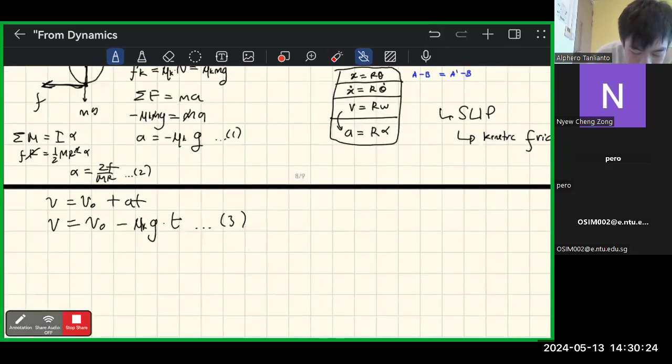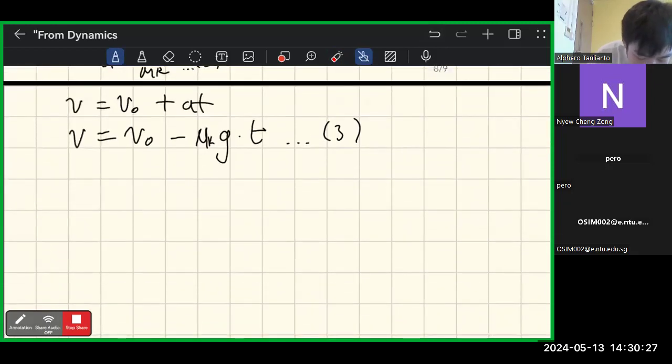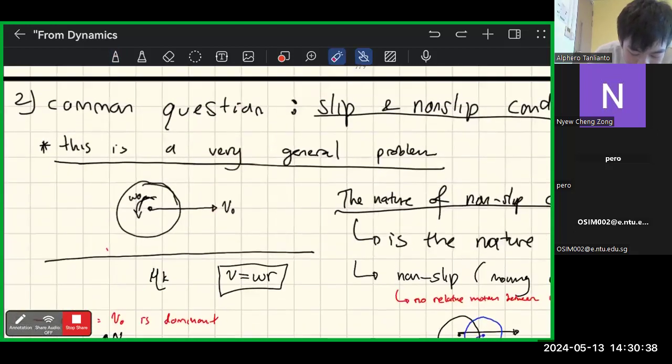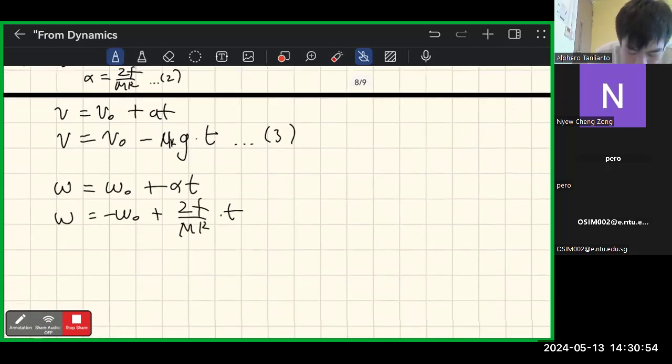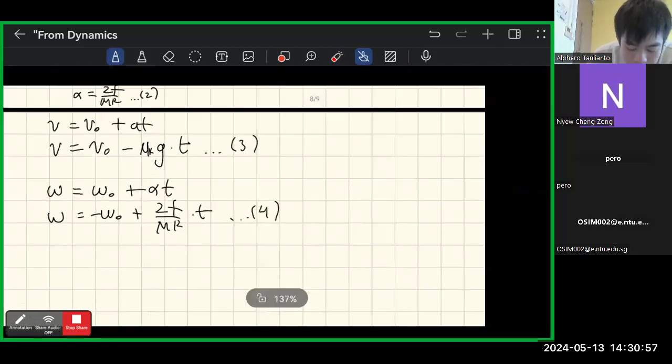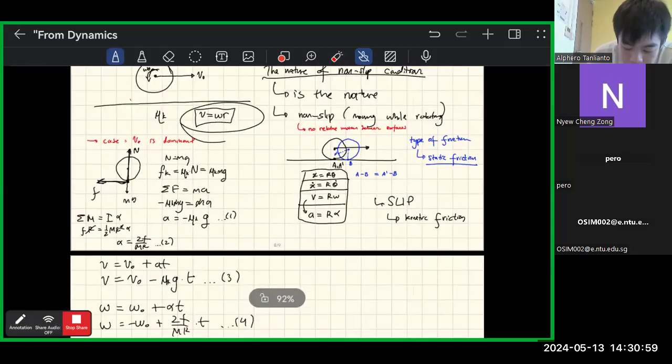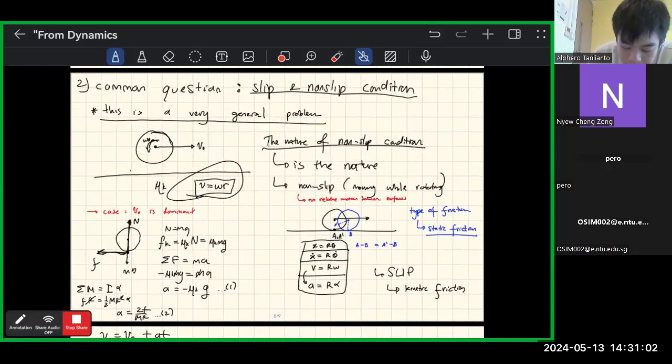And this is going to be the same with the angular motion, but just changed to angular. Omega equals omega naught plus alpha t. But for the omega here, we consider that the clockwise motion is positive. So because initially it's anti-clockwise, it's negative. So omega equals negative omega naught plus 2F over mR times t. This is the fourth equation.